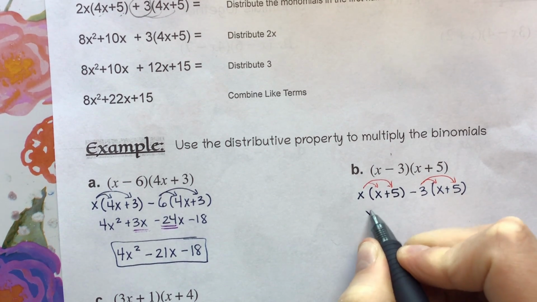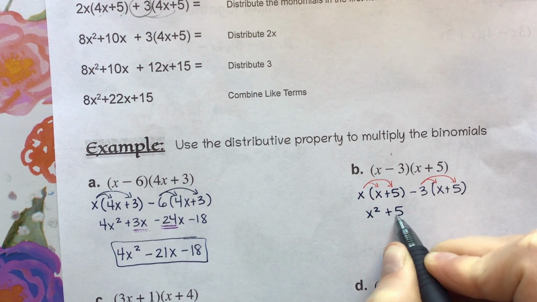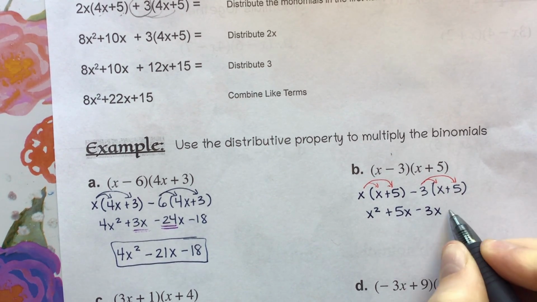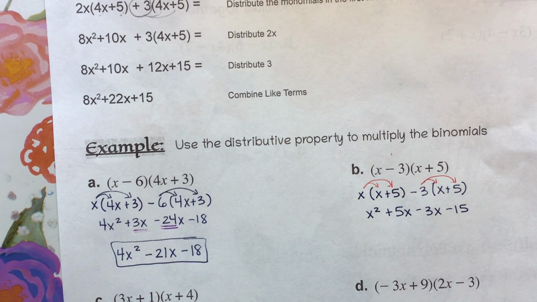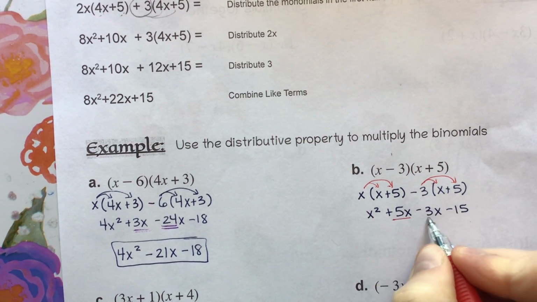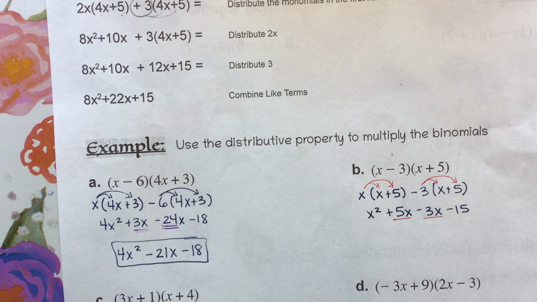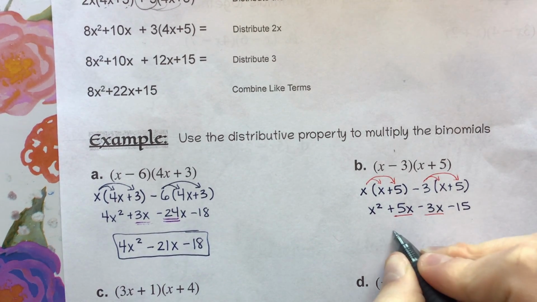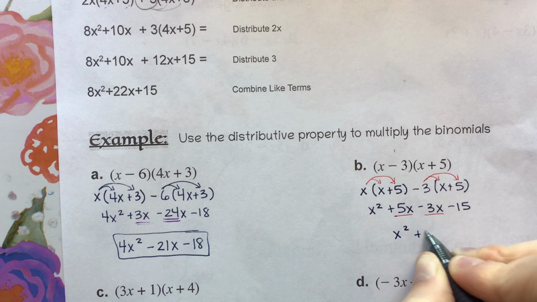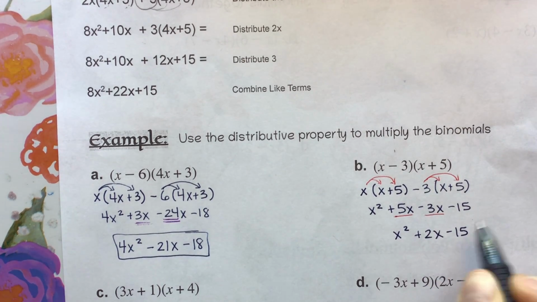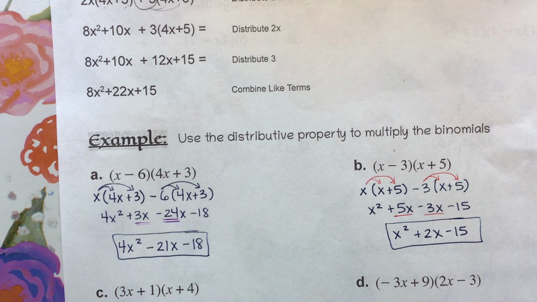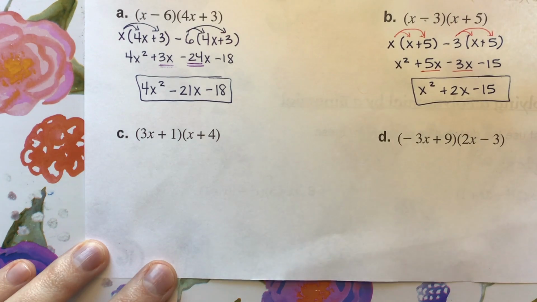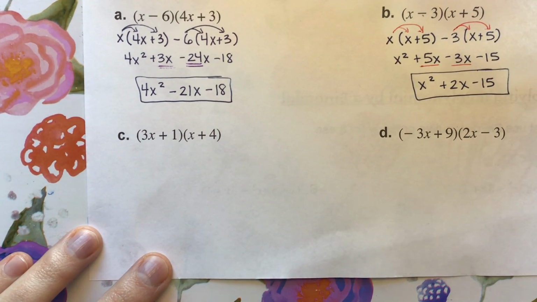So x times x is x squared, x times 5 is 5x. Negative 3 times x is minus 3x, and negative 3 times 5 is negative 15. At this point, I have like terms, so I want to combine those. If you're able to combine like terms, usually that's what you're going to do. So this is going to be x squared plus 2x minus 15. And now we're done. In example C, we're doing the same thing yet again.